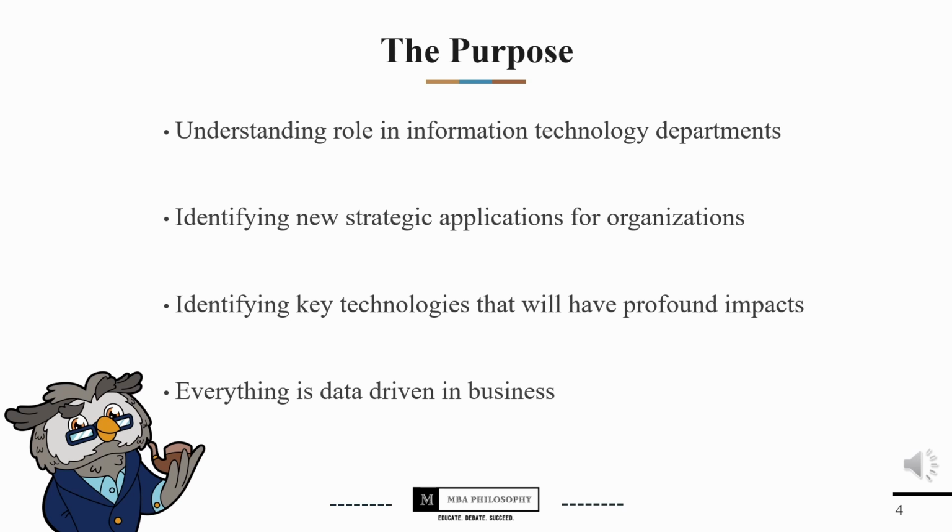Here you can see the purpose of studying information systems. You'll learn the role of IT departments in your business or the business you're working for. You can learn the strategic applications that organizations need, and you can identify the key technologies for the type of industry you're in that will have profound impacts. And everything in business these days is data driven, which later on in the Fast MBA we will talk about in business analytics, which will break down data and what it is much better than what information systems does.